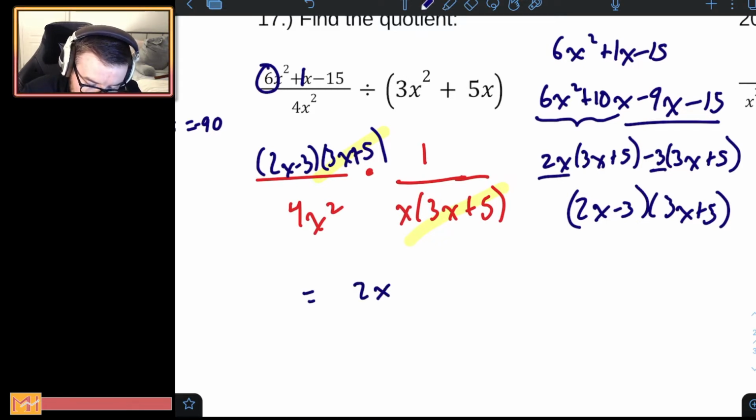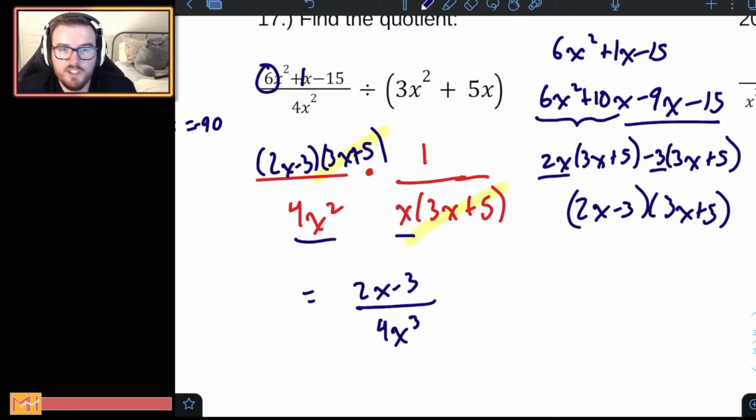So 2x minus 3 on top. And because we have an x squared and then an additional x, I'm going to go ahead and write that as 4x cubed, because I'm multiplying them together to just combine them as 4x cubed.